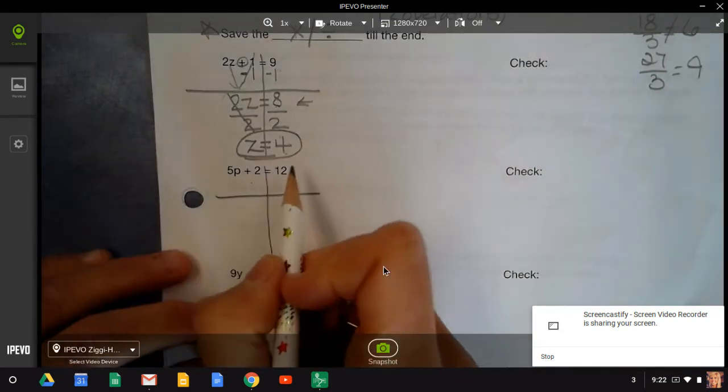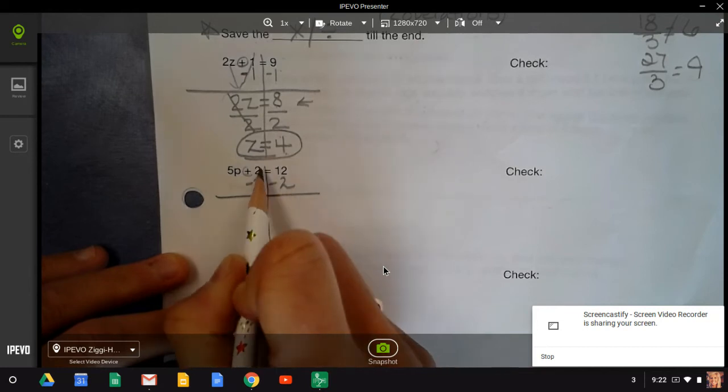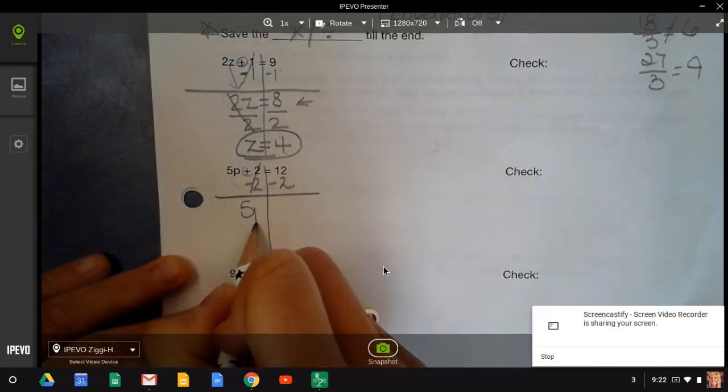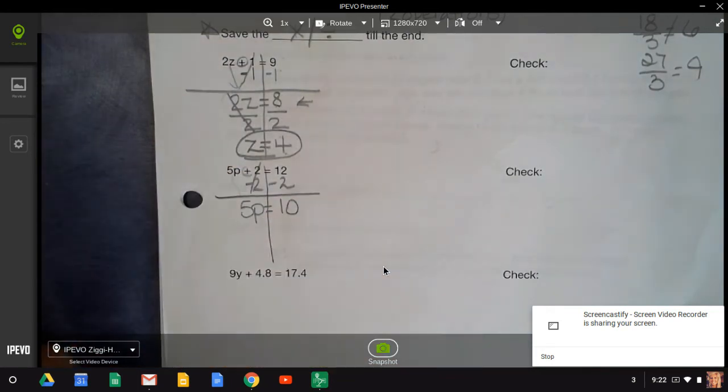And in this case, since it is addition again, we're going to go ahead and do the inverse operation, which is subtracting 2 from both sides. You're going to bring down this 5p, and we're going to put equals 10. So make sure this is nice and neat like mine.